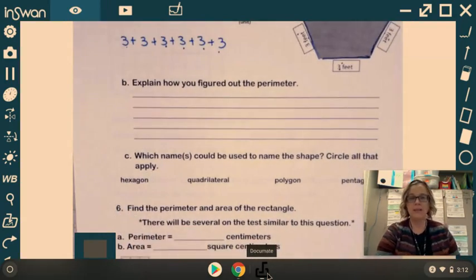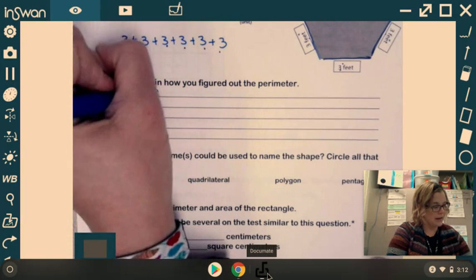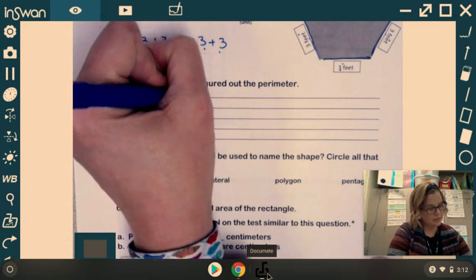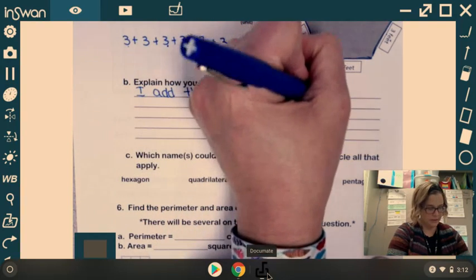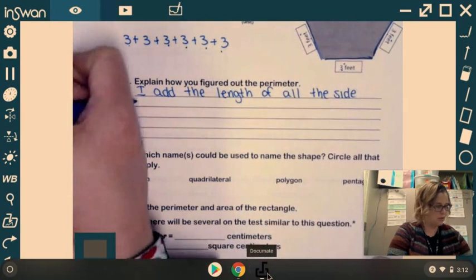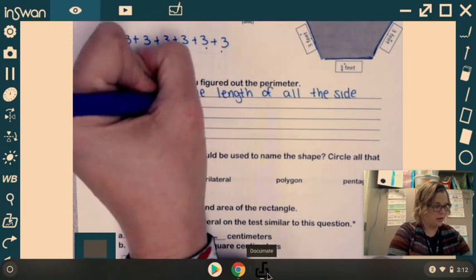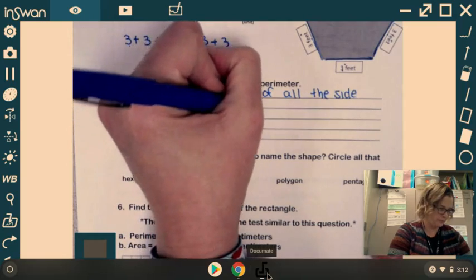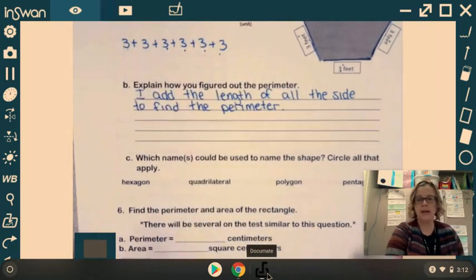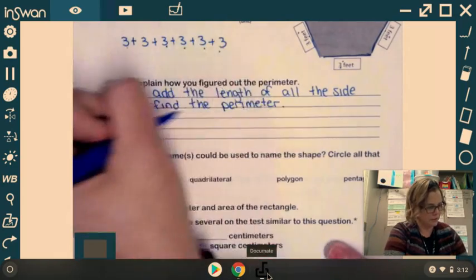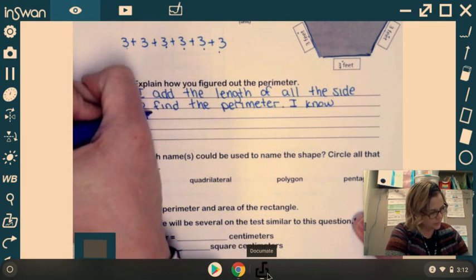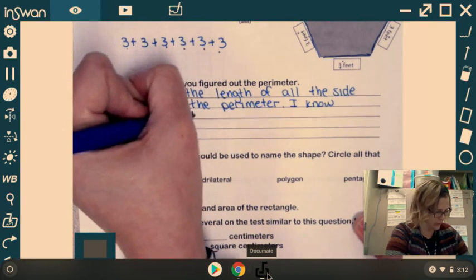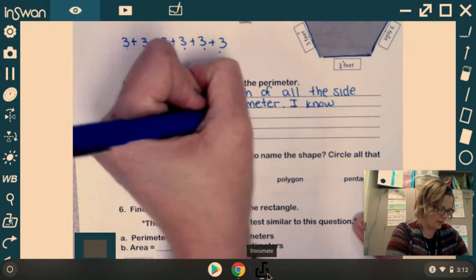Part B says, explain how you figured out the perimeter. Well, I added the length of all the sides to find the perimeter. And then I always like to write my number sentence in there. So I know 3 plus 3 plus 3 plus 3 plus 3 plus 3 equals 18 feet.